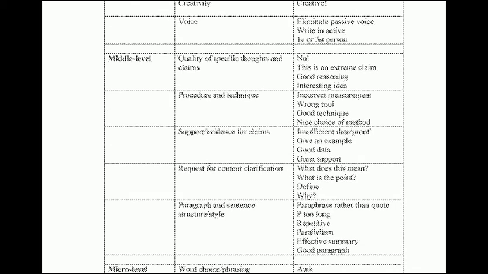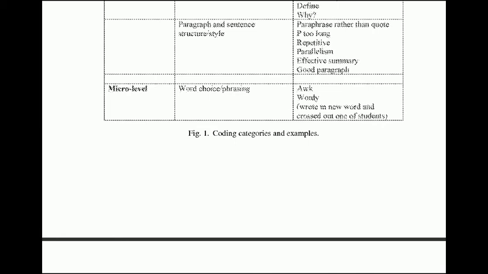Middle level issues refer to the quality of specific thoughts and claims, some of the supporting evidence for the claims, the request for content clarification, paragraph and sentence structure or style. I personally would think sentence structure would go to the next level, the micro level. I think of the paragraph level as the middle level. But let's go down to the last, rather the third category.